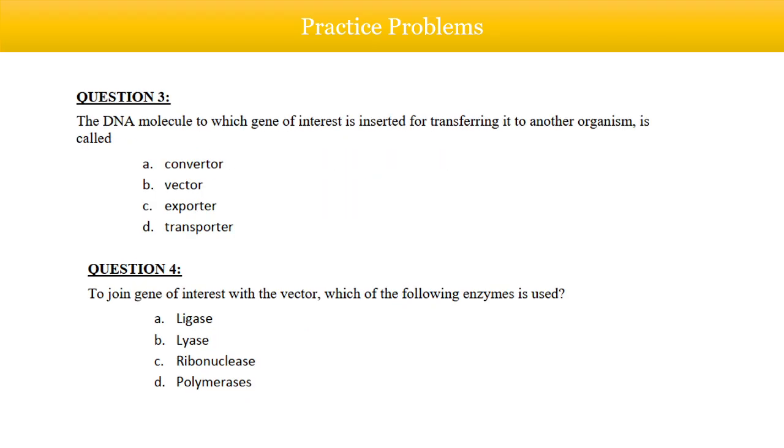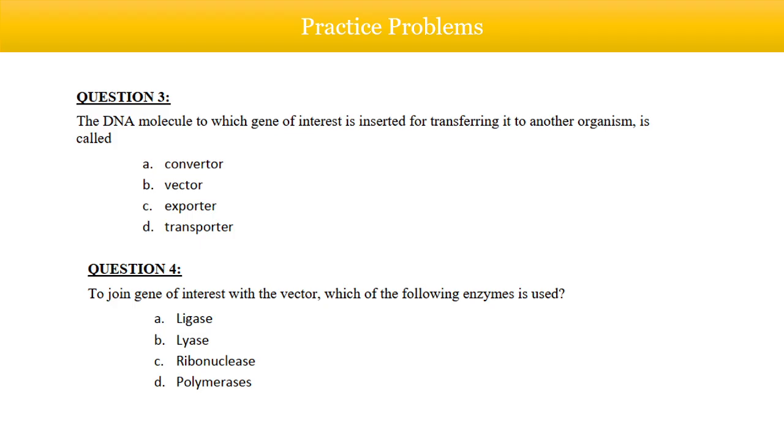The third one says the DNA molecule in which gene of interest is inserted for transferring to another organism is called: converter, vector, exporter, transporter. It's simple, it's a vector. So vector is the one where you insert the particular gene of interest or the DNA sequence that you want to actually study, or you have engineered. So question number 3, it is B.